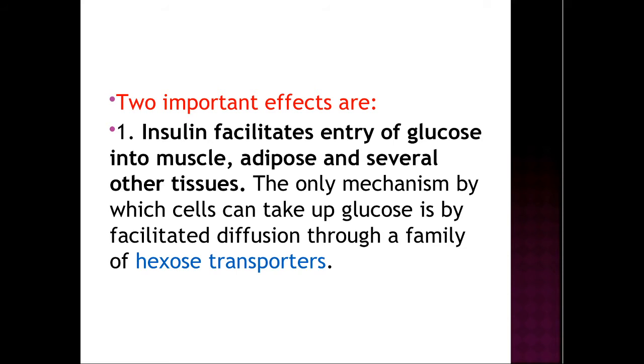First one is insulin facilitates entry of glucose into muscle, adipose and several other tissues. The only mechanism by which cells can take up glucose is by facilitated diffusion through a family of hexose transporters.